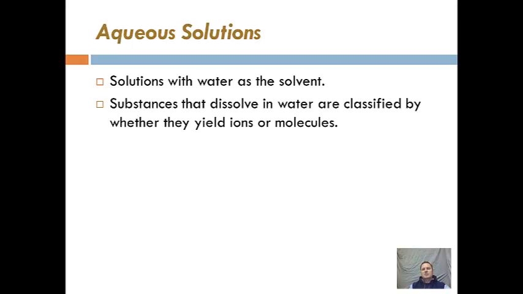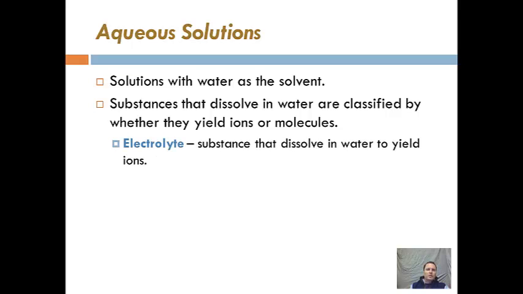Substances that dissolve in water are classified by whether they yield ions or molecules. So when we dissolve something in there, our solute, if it gives us ions, it's going to be one type. If it gives us molecules, it's the other. You've probably heard these terms. A substance that, when it dissolves in water, gives us ions, we call an electrolyte. It gives us these ions, these charged atoms. The neat thing about this is these electrolytes will conduct electricity.